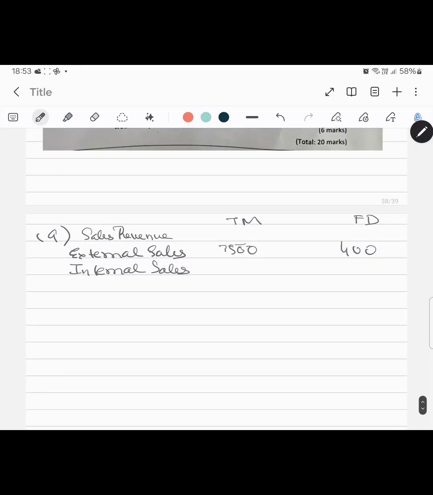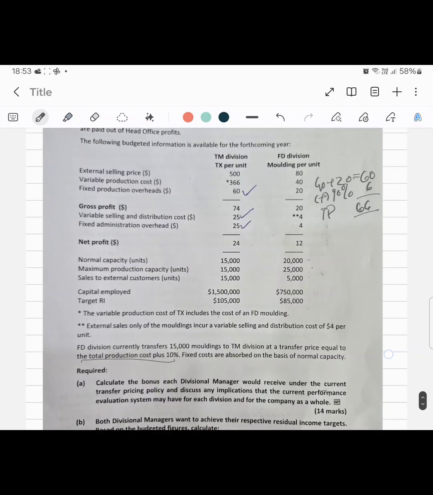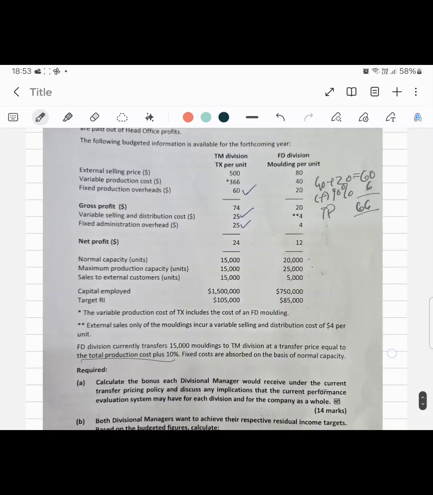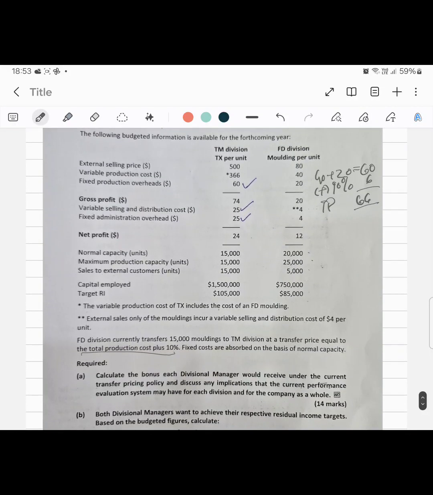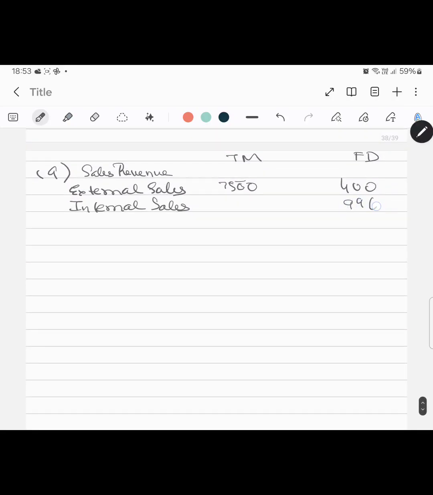So internal sales are 5,000, I believe. No, that's our external. So internal are what? Internal are 15,000 only, right? So 15,000 into 66, that is 990. So my total sales revenue is 7,500 plus 400 plus 990, that is 1,390.